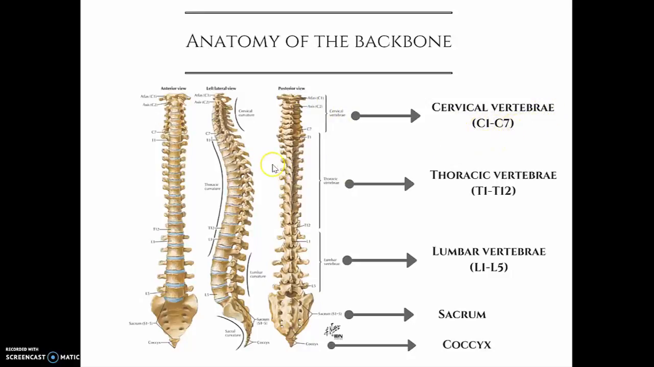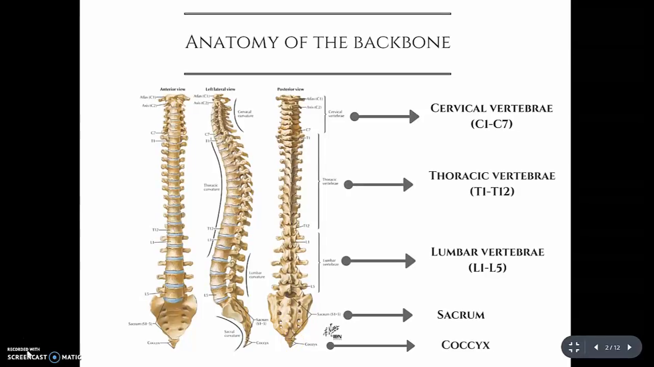Now below it we have the thoracic vertebrae, which consists of 12 vertebral columns labeled from T1 up to T12. And finally, we have the lumbar vertebrae right here, which consists of 5 vertebral columns labeled from L1 to L5. Now right below the lumbar vertebrae, we have the sacrum right here, and below it we have the tailbone, which has the scientific name of coccyx.